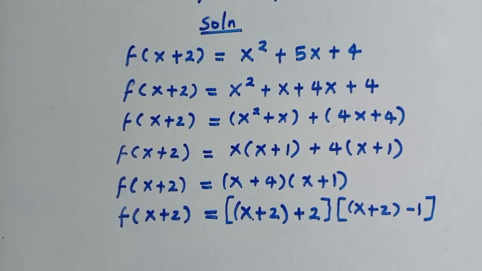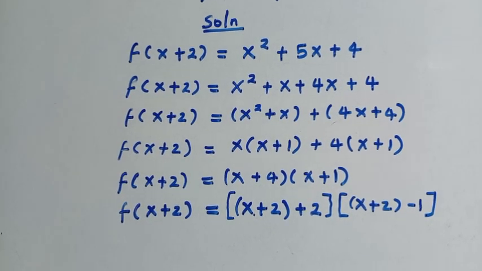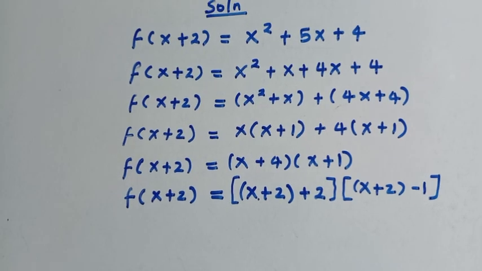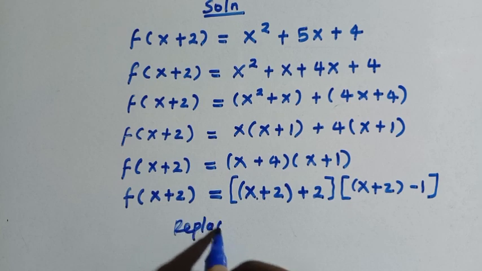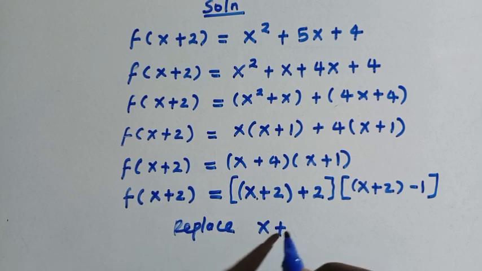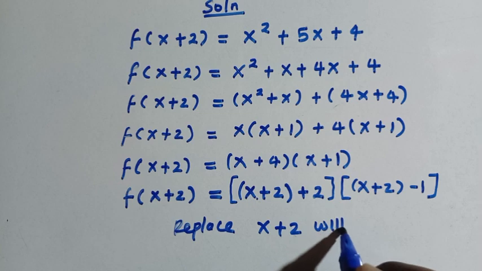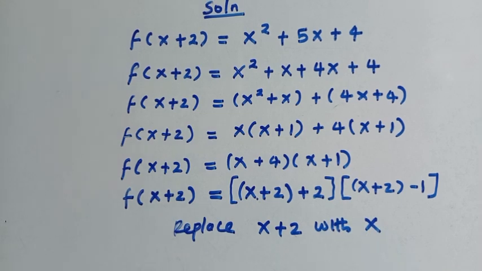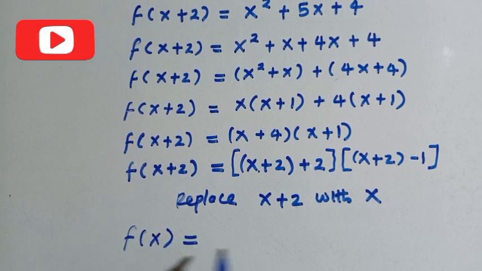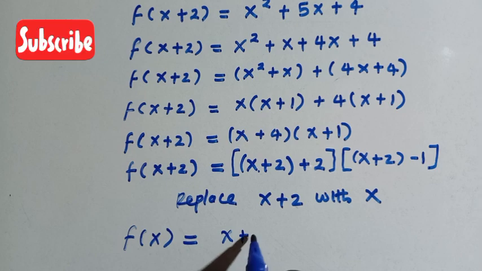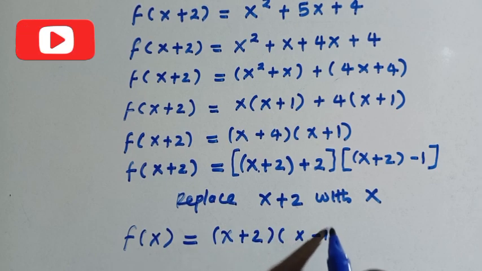Then in the next step, what we need here is f(x) only, because the question says find f(x). So therefore, we have to replace x plus 2 with only x. By replacing it, we have f(x) equals (x + 2) multiplied by (x - 1).